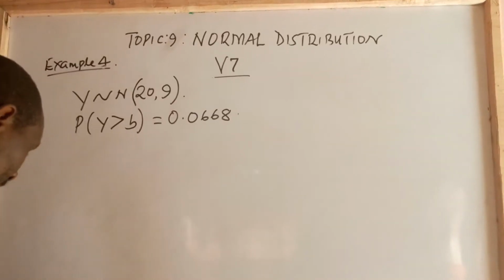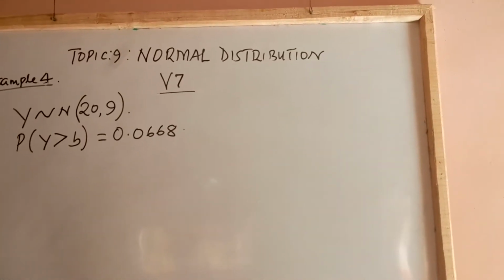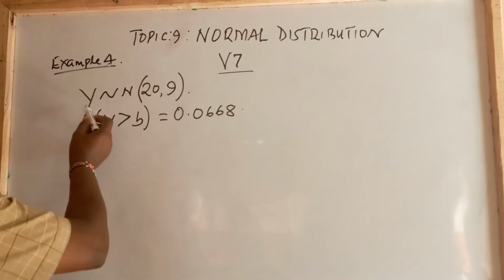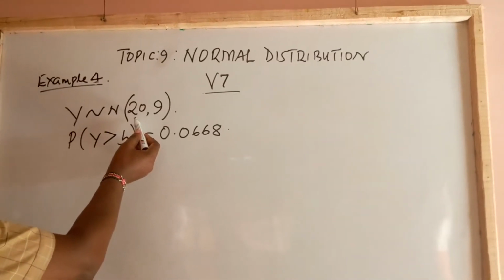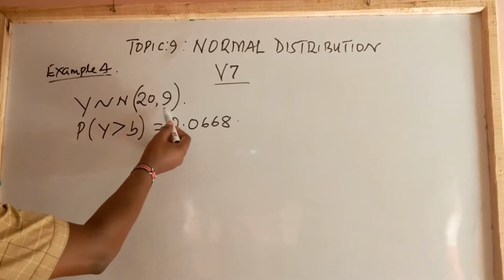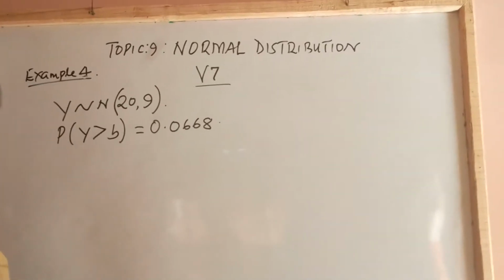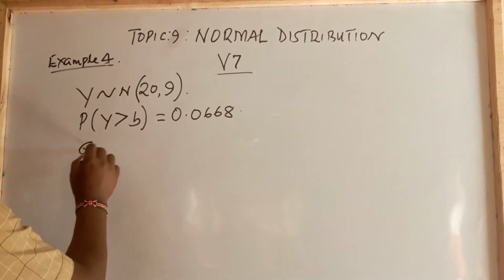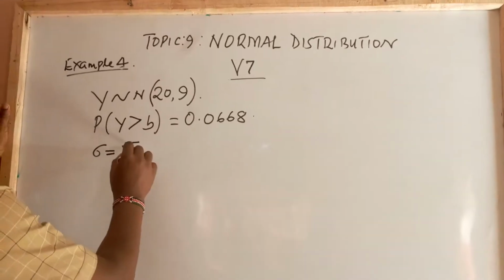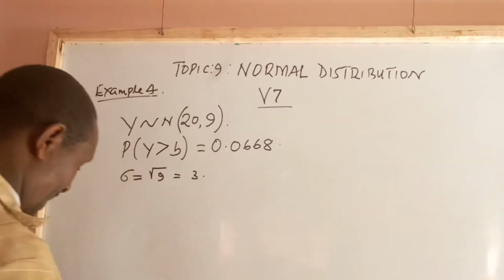Well, if a variable Y is distributed normally with a mean of 20 and a variance of 9, that means the standard deviation is the root of 9, which is 3. We have to have that in mind.